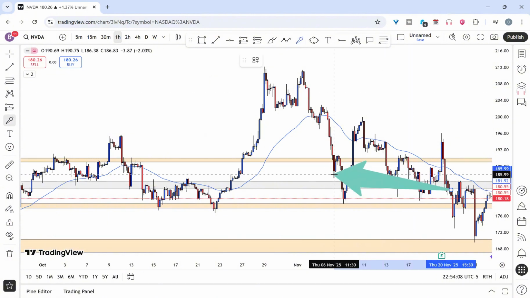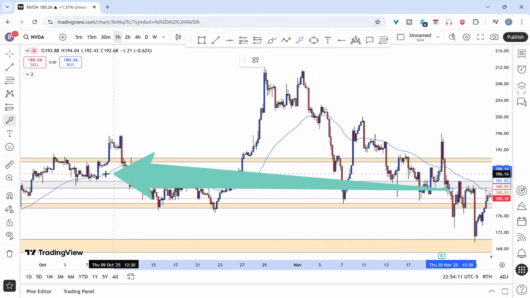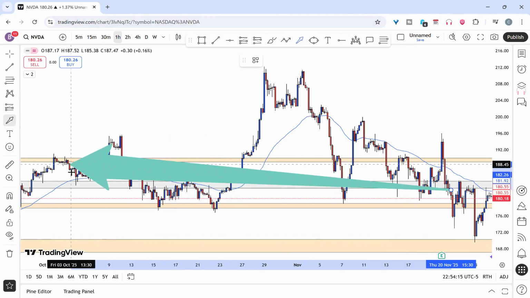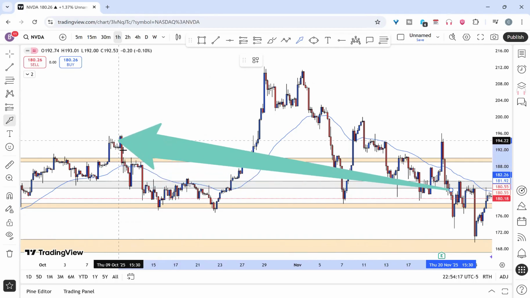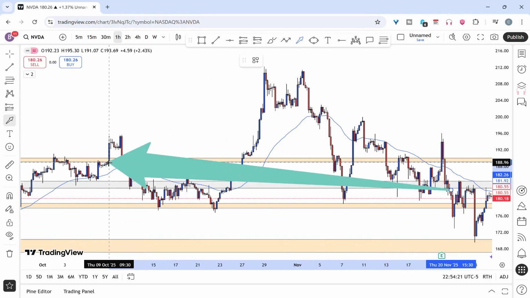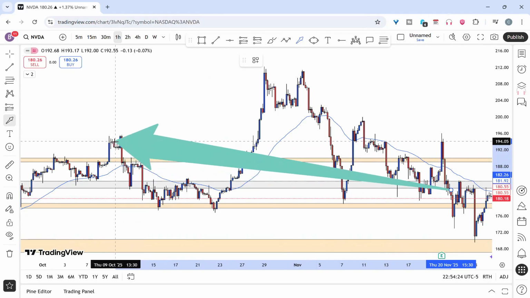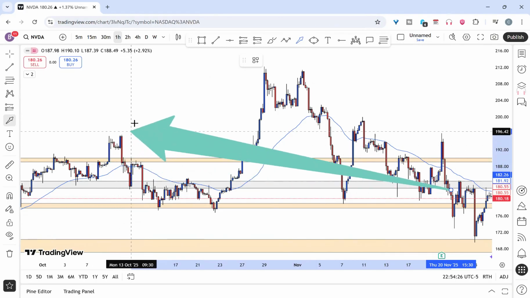Push up, failed. Push up and failed. Push up and failed. And this is a very critical part. Sometimes just because it broke through the resistance level, it doesn't mean it wants to go further up.